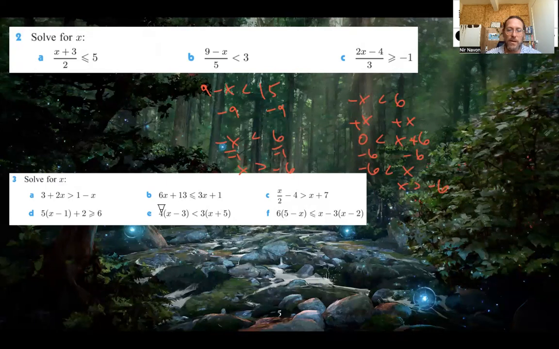Let's do this one. First, to solve for x, we need to expand. 4x minus 12 less than 3x plus 15. Now I'll subtract 3x from both sides, so I get x minus 12 less than 15. Adding 12 to both sides, x is less than 27.